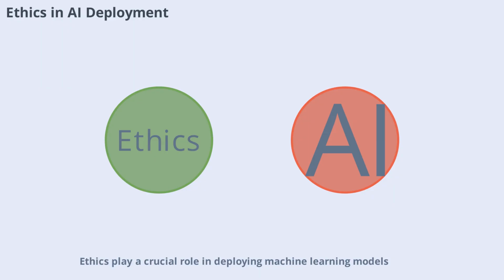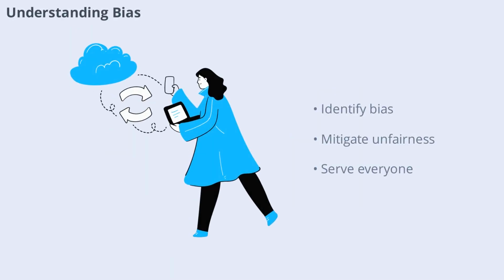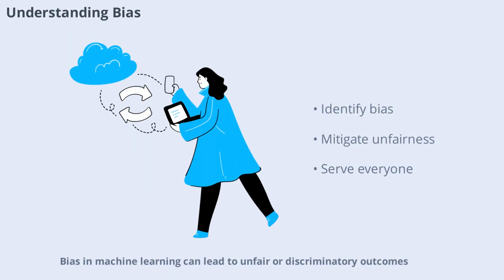Ethics play a crucial role in deploying machine learning models. Teams must consider issues like bias, fairness, transparency, and accountability. Ethical deployment means ensuring that AI systems do not harm individuals or society and that their decisions can be explained and justified.